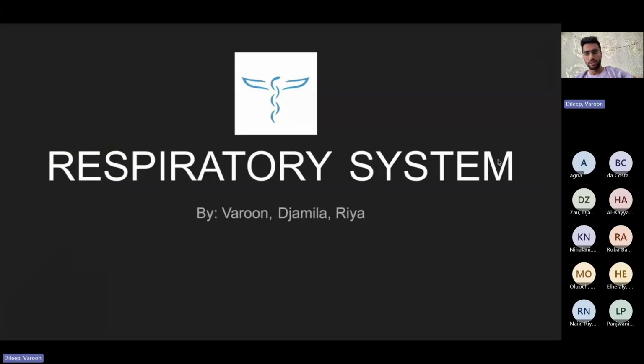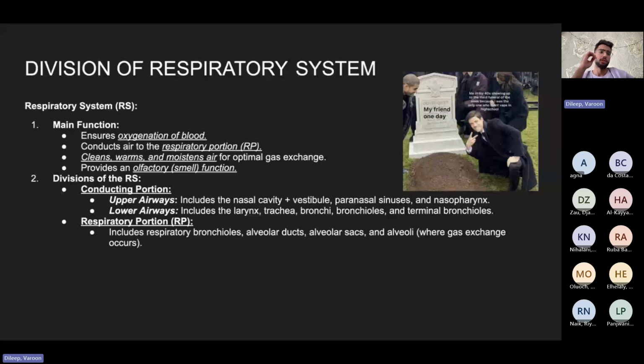All right, guys, so let's begin with today's seminar. This week's topic is the respiratory system. First, let's talk about the division of the respiratory system. It's divided into the conducting portion as well as the respiratory portion.